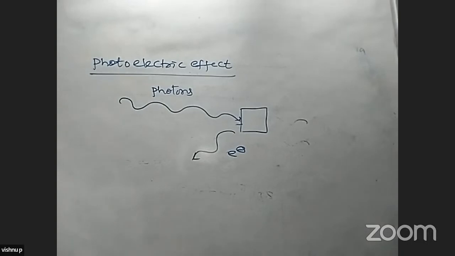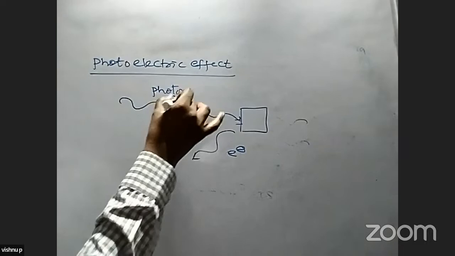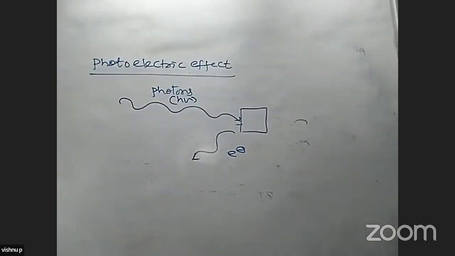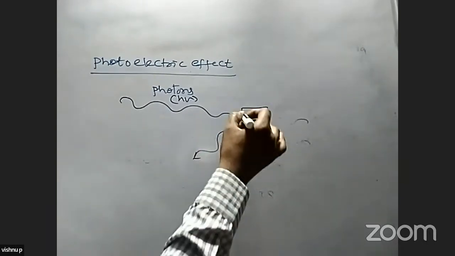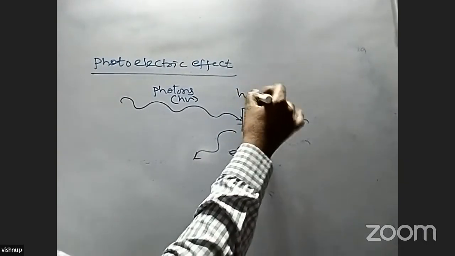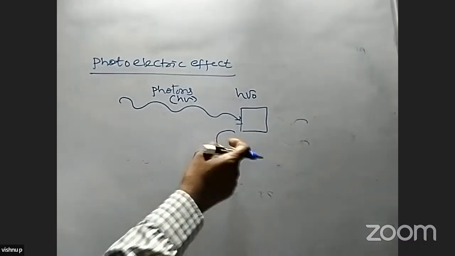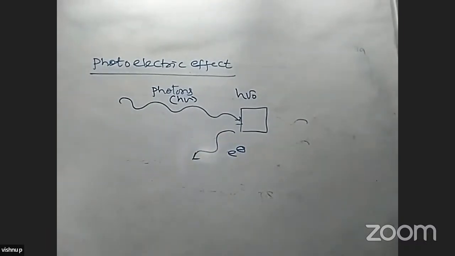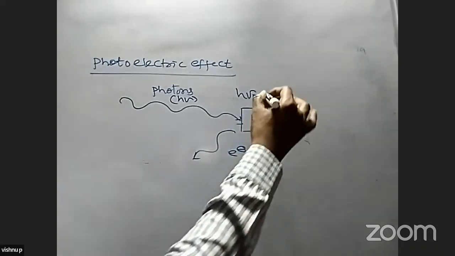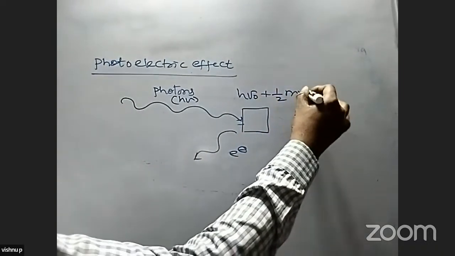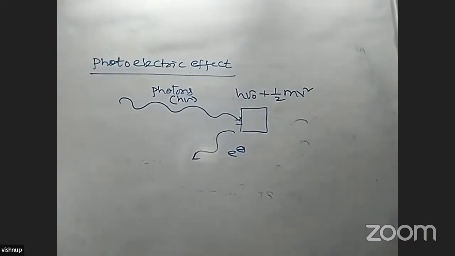Here photons are called light particles, and they contain energy equal to h nu. Some quanta of energy is present and it strikes to eject an electron. Some minimum energy is required, that is h nu naught, and the remaining energy is converted into kinetic energy, equal to half mv square. So Planck's quantum theory and the photoelectric effect explain the particle nature of electrons.